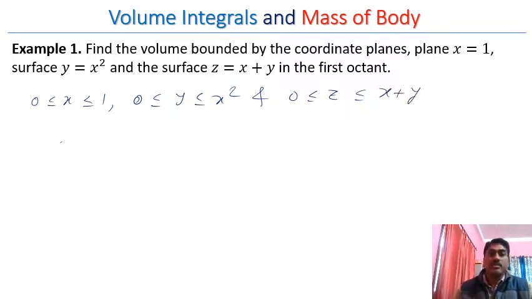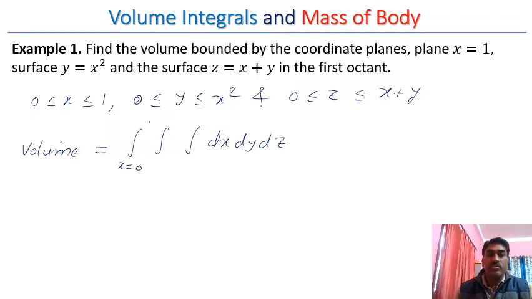So now let us write the volume integral. We have already discussed this in the double and triple integral lecture. Volume is equal to the triple integral dx, dy, dz, and put the limits. So x has the limit 0 to 1, y has the limit 0 to x square, and z has the limit 0 to x plus y.